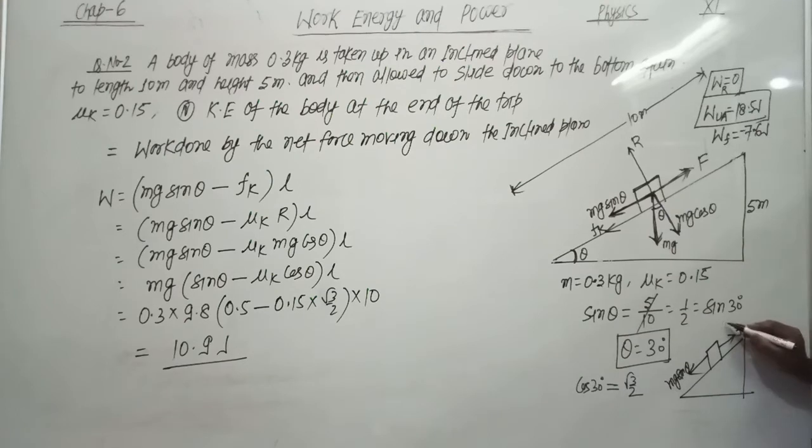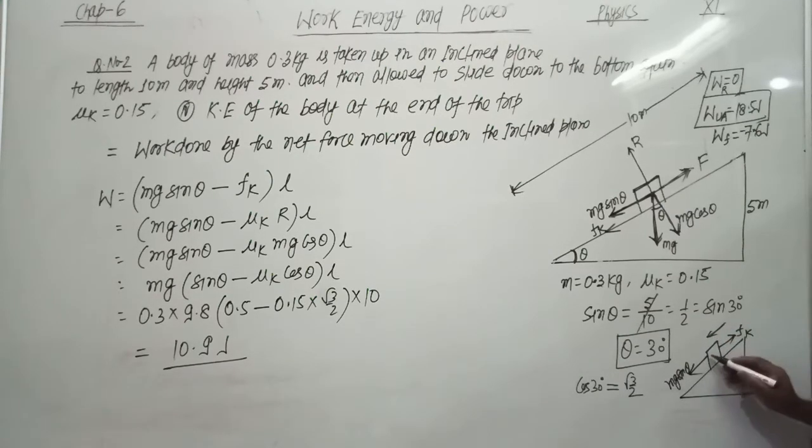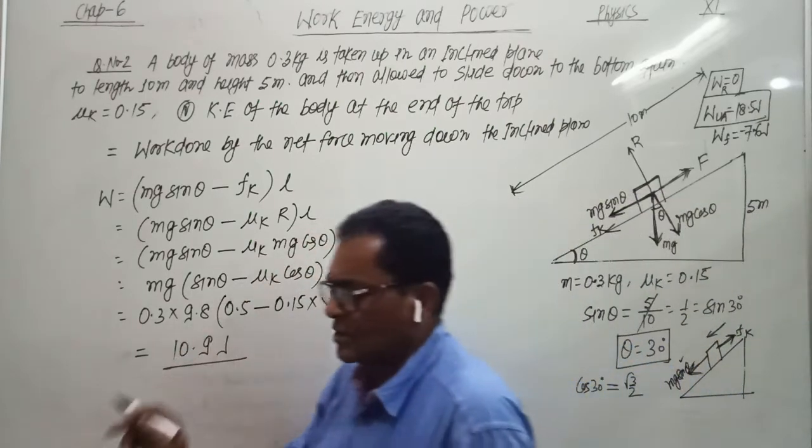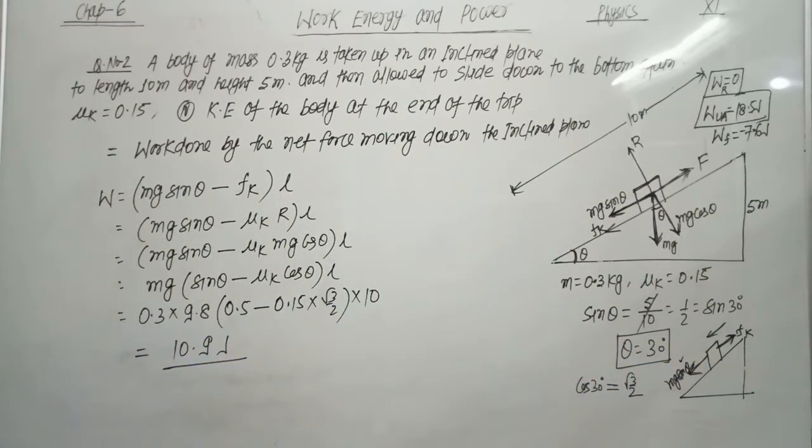So when the body is going from top to bottom, mg sin theta acts in the downward direction and Fk, the force of friction, acts in the upward direction. Mg sin theta will be greater than Fk. So mg sin theta minus Fk into L, and Fk is written as mu k into R. Then we get the work done in moving the body down the plane.